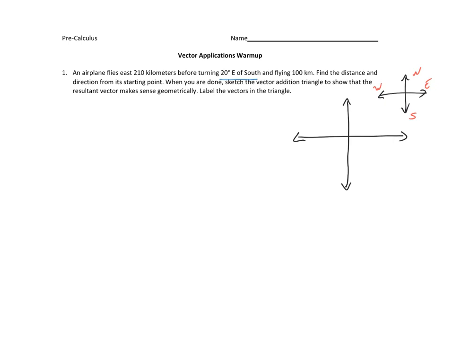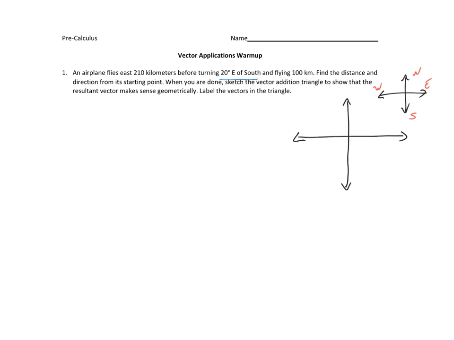When you're done, sketch the vector addition triangle to show that the resultant vector makes sense geometrically. Label the vectors in the triangle. Actually, we're going to go ahead and make that vector triangle as we go. So the first thing I want to sketch is the airplane flies 200 kilometers east.